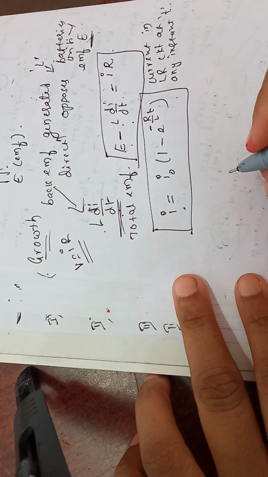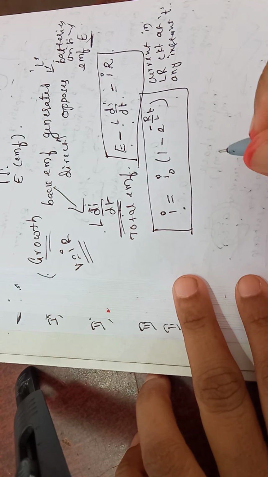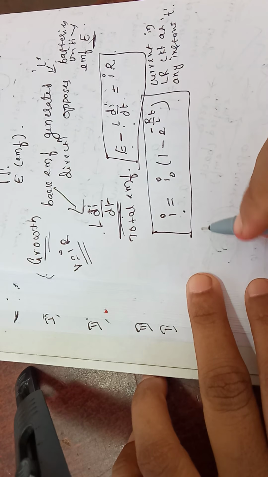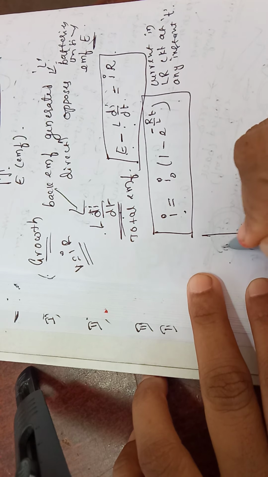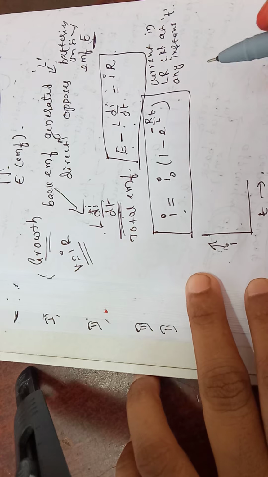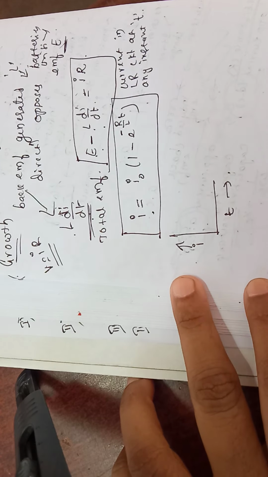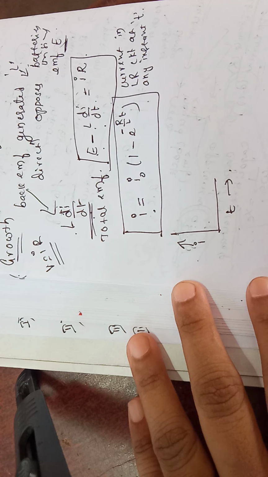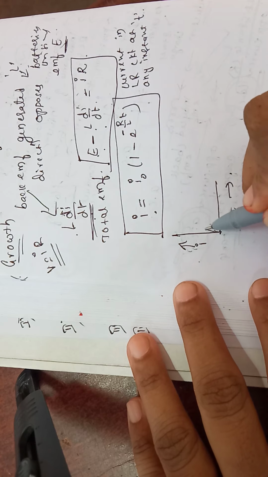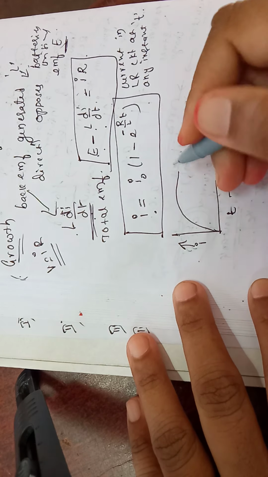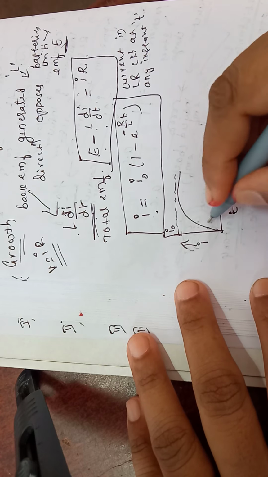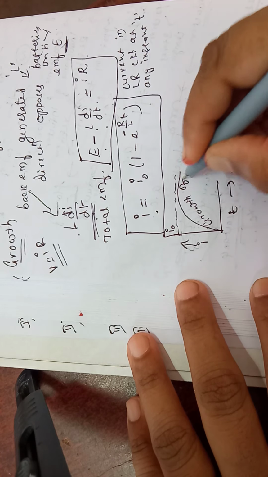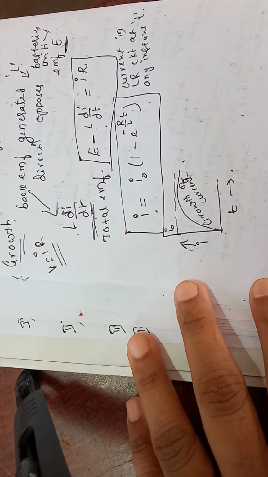Now let us draw a graph between the time t and current I. As we connect it to the battery, the current grows or increases in the circuit. That growth we denote with this curve. This is the maximum current, and this is the growth of current.